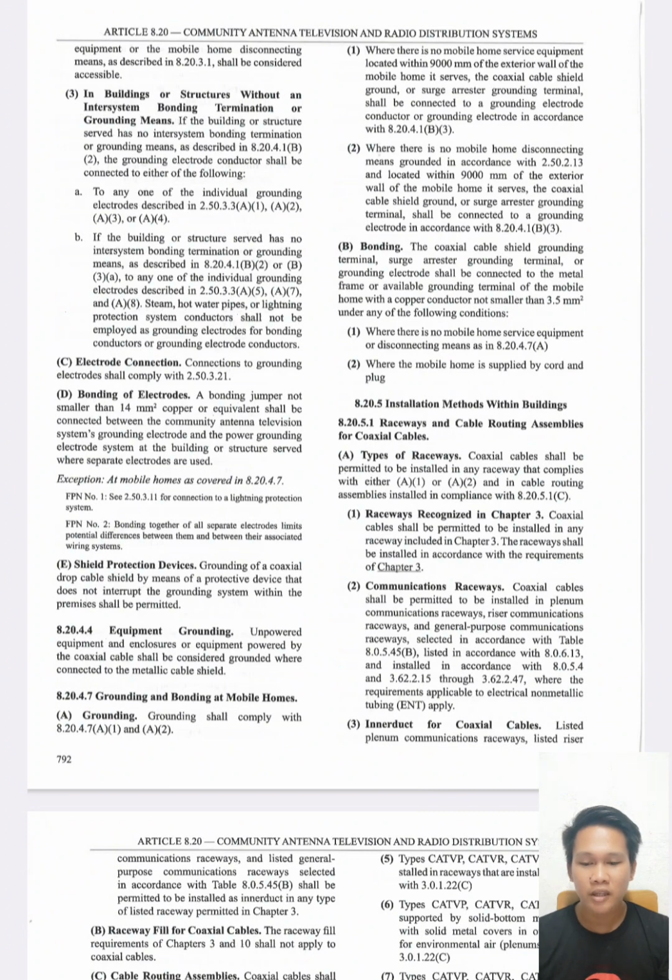So next we have 8.20.4.4 equipment grounding. Unpowered equipment and enclosure or equipment powered by the coaxial cable shall be considered grounded where connected to the metallic cable shield. Next we have 8.20.4.7 Grounding and bonding at mobile homes.